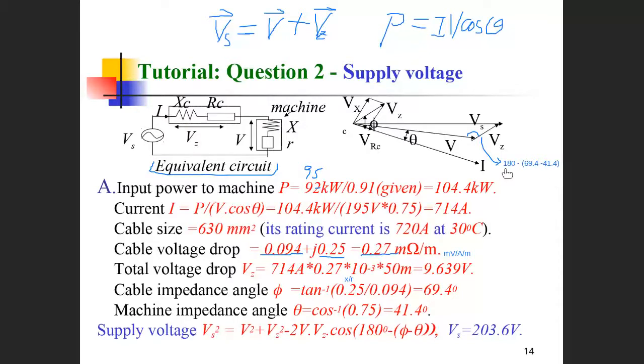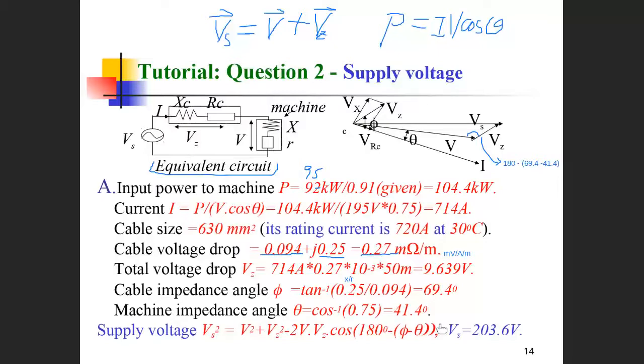So it is 180 degrees minus phi minus theta, because the Vz here is parallel with the Vz here. So the phi here is the same as this angle, right? The same as this angle. So the external angle here is the internal angle, right? Because this angle equals the internal angle minus this one. So 180 minus the external angle. This external angle is this angle minus this angle.